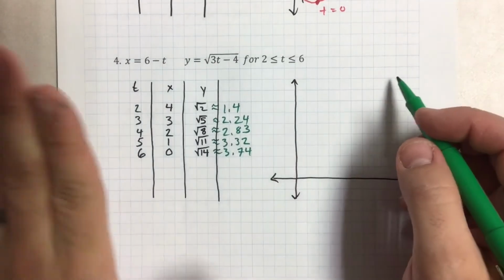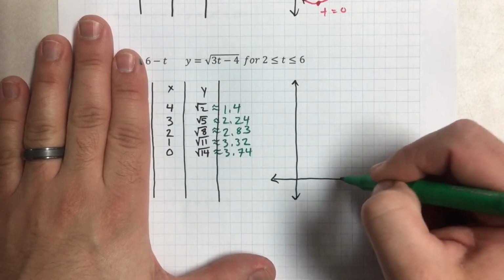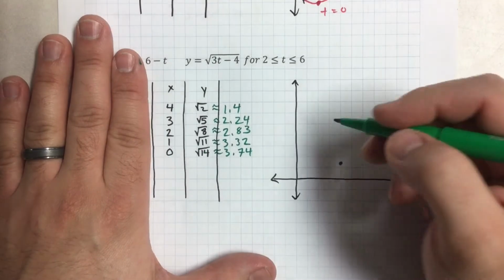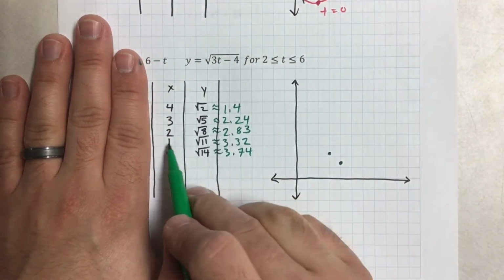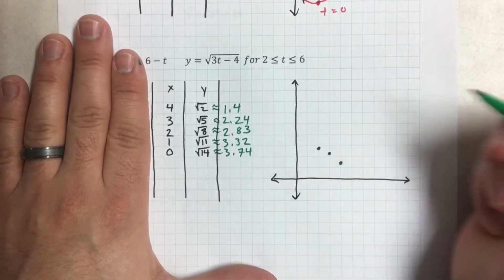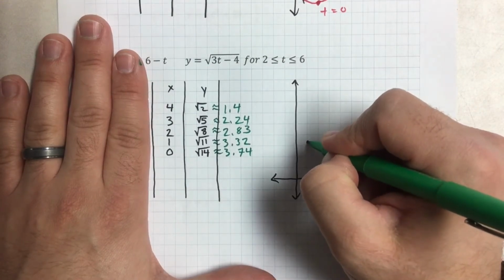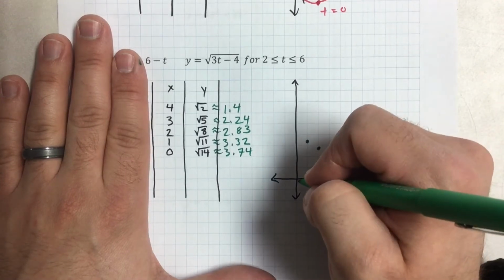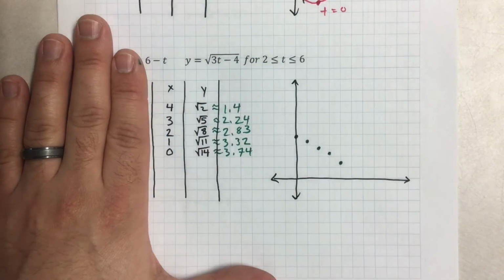Let's plot. So I'm going to cover up the t column. So we have 4 and 1.4. 1, 2, 3, 4. 1 and just below a half. 3 and 2.24. 2 and a quarter. 2 and 2.83. So it's past a half. 1 and 3.32. And 0, 3.74. All right, so there we go.